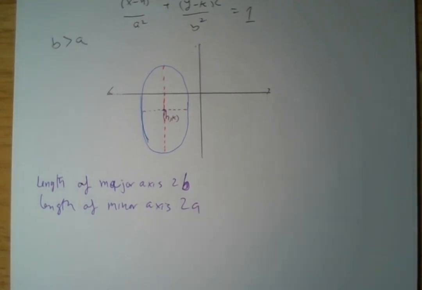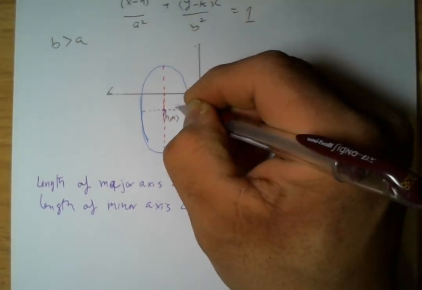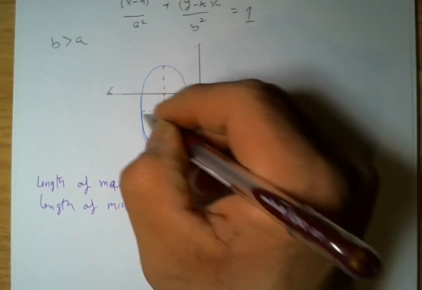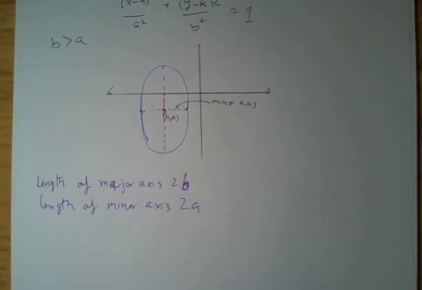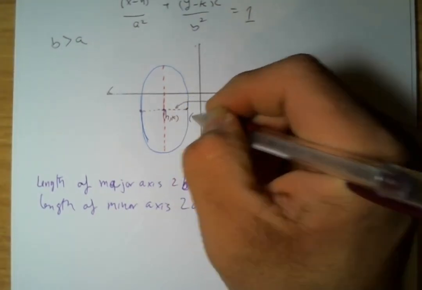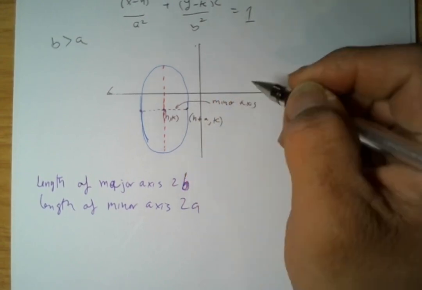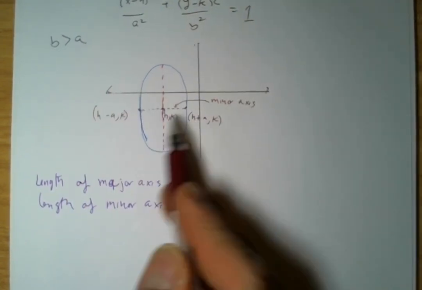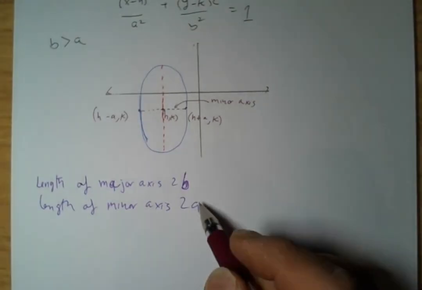Okay. And here for our minor axis, to get to these co-vertices out here would be this distance, a. So in this case the k would be the same, but it'd be (h plus a, k). And here we'll have (h minus a, k). So we're shifting along the horizontal. In other words, the x-coordinate is the one that changed by whatever that value of a is.